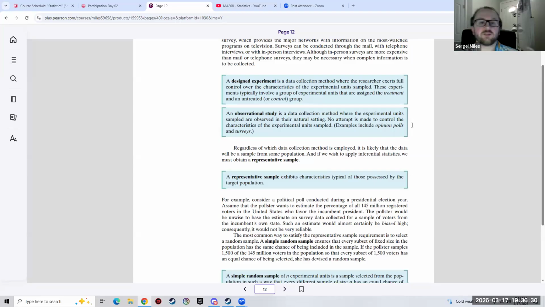So for a good sample, if we're trying to say something about a larger population, it needs to be representative of that population, okay? It needs to exhibit characteristics typical of those possessed by the target population. Now, there is some trickiness here, which we'll get into in a moment, but we kind of have this ideal goal of what we're trying to have. We need a sample to be large enough, right? If it's only one person, that doesn't help. The sample needs to be large enough and it needs to be representative. All right, that's kind of our two pieces we're looking for in order to have a good sample, a trustworthy sample.